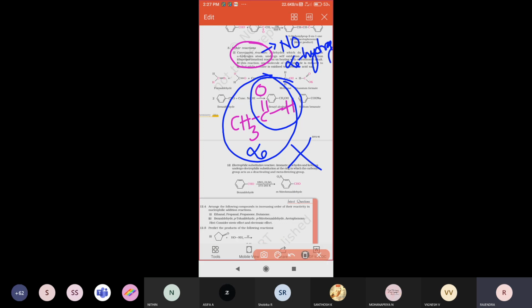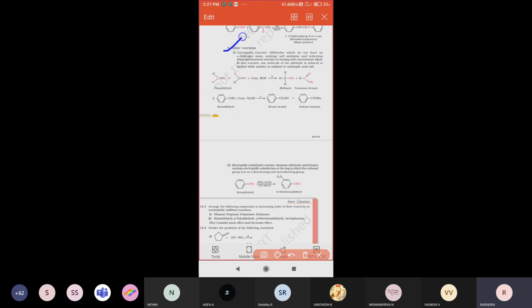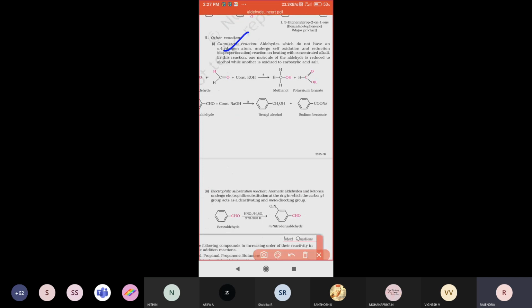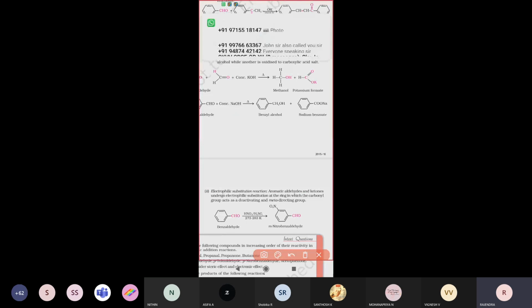All of you look here once, at this explanation part. Later we'll explain the mechanism. Aldehydes which do not have an alpha hydrogen atom undergo self-oxidation and reduction reaction on heating with a concentrated alkali. In this reaction, one molecule of aldehyde is reduced to alcohol while another is oxidized to carboxylic acid salt.